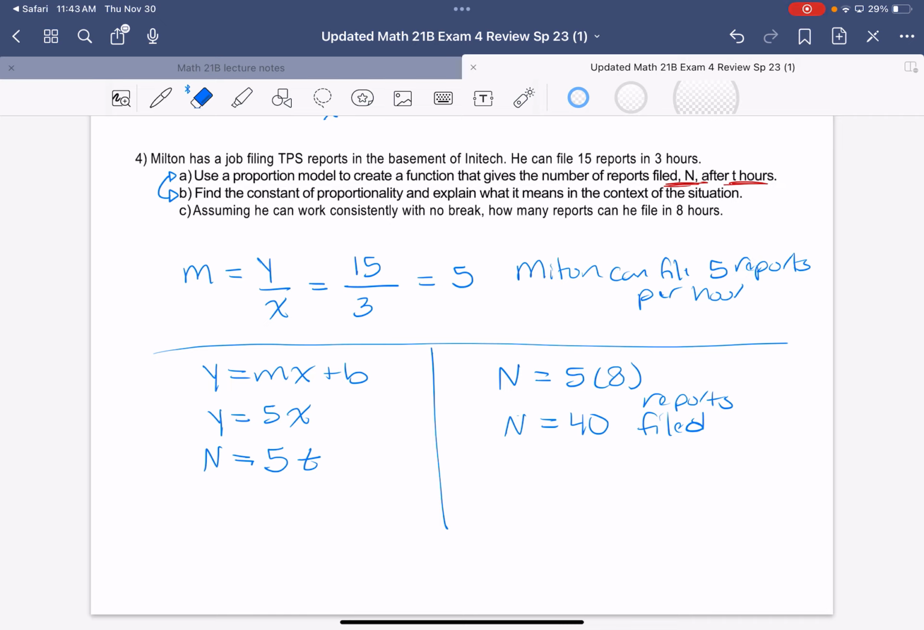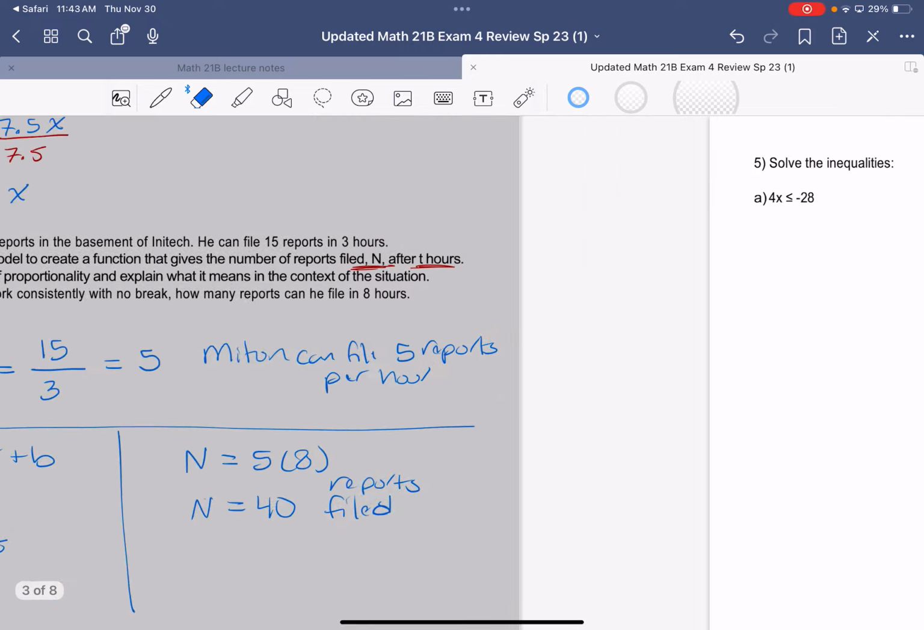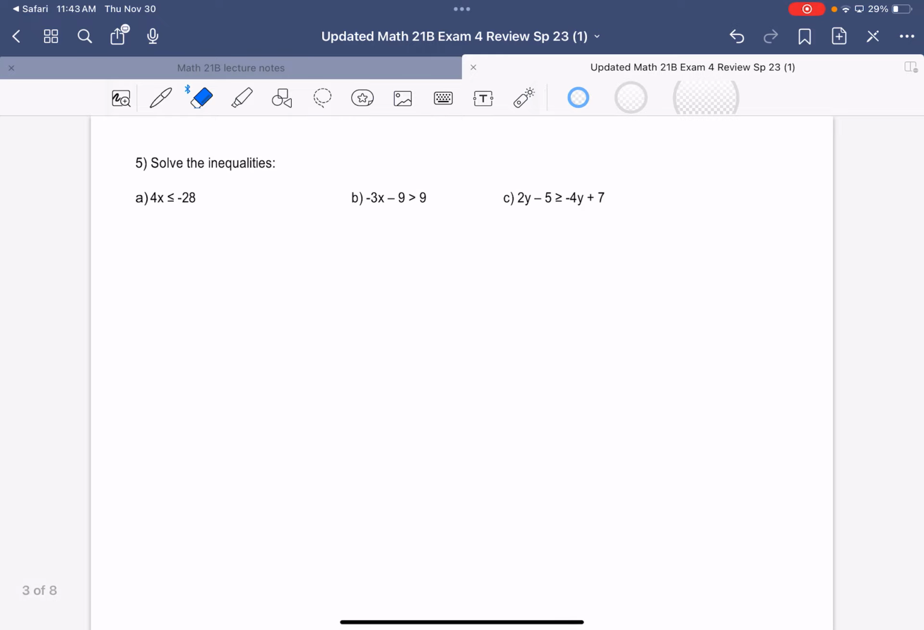And again, that's like what we did today. Okay, number 5, solve the inequalities. Like what we did today, I want you to solve each of these inequalities and put them on number lines. I know it doesn't say to, but go ahead and put them on number lines as well. I'll give you a little bit longer, 6.5 minutes.